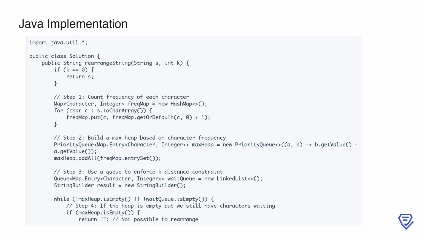The main logic begins with a loop that continues as long as there are characters in the max heap or the wait queue. If the max heap is empty but the wait queue still has characters, it means it's impossible to rearrange the string with the given constraints, so we return an empty string as the result.